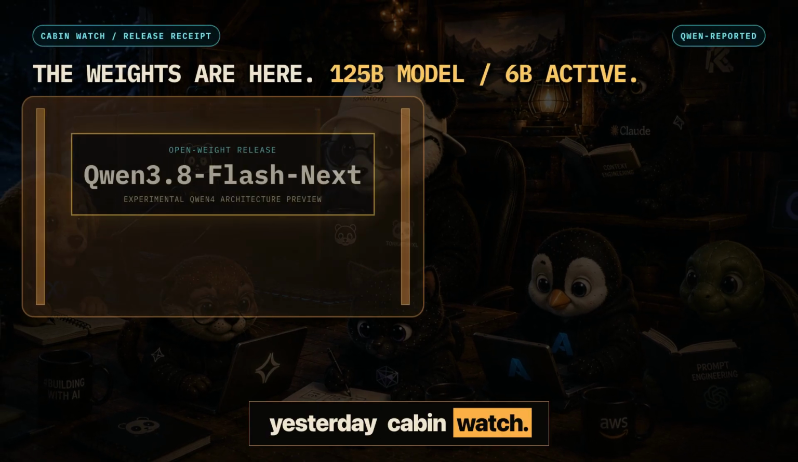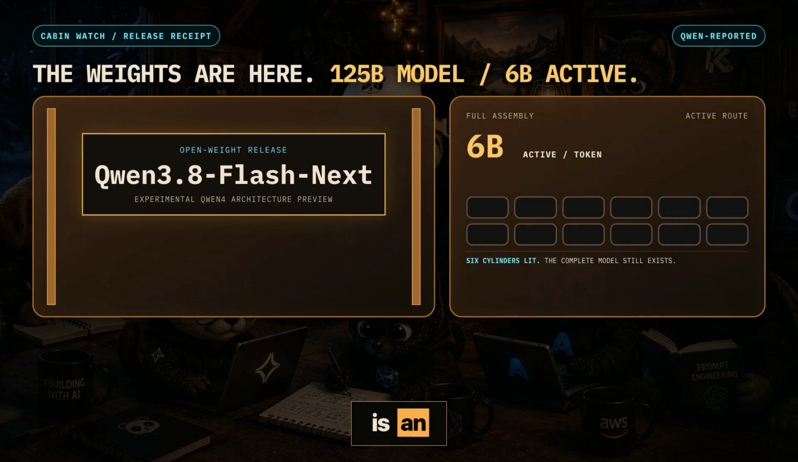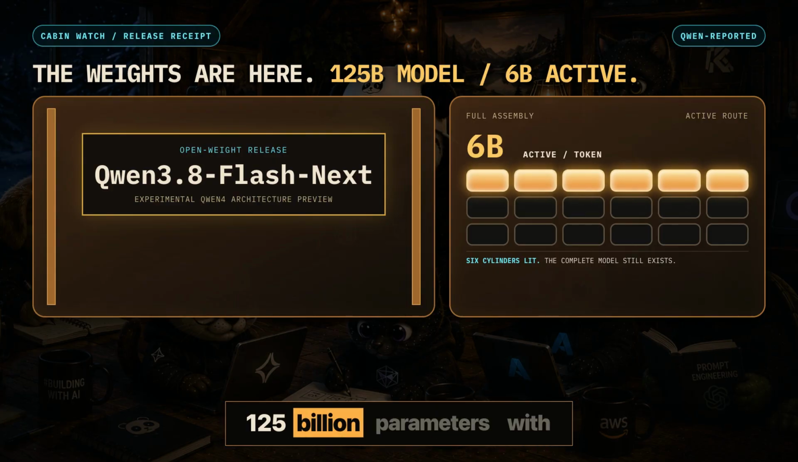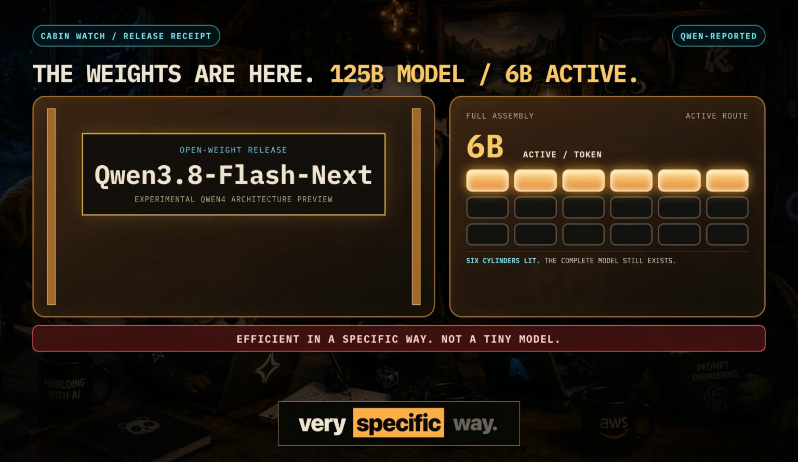Yesterday, cabin watch. Today, the weights are here. Qwen 3.8 Flash Next is an open weight model, and the headline is wild: 125 billion parameters with only 6 billion active for each token. That sounds tiny. It is not tiny. It is efficient in a very specific way.